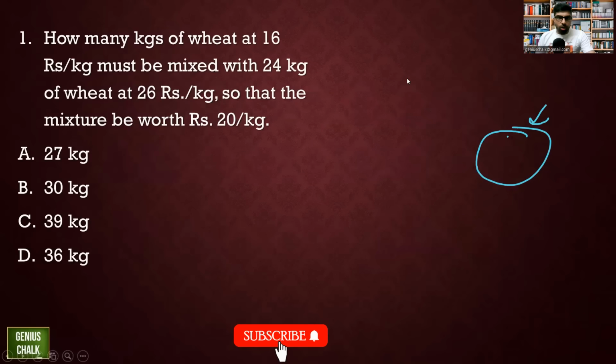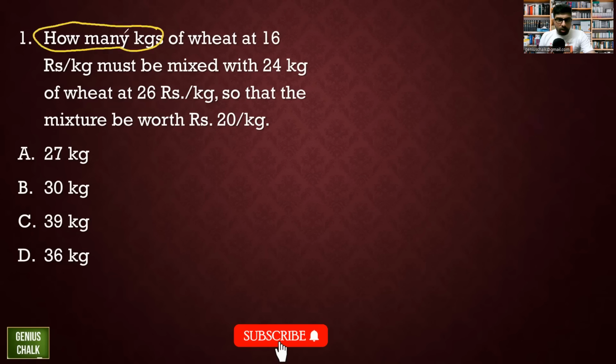How many kgs of wheat at 16 rupees per kg must be mixed with 24 kg of wheat at 26 rupees per kg so that the mixture be worth 20 rupees per kg? So how many kgs of wheat? That means it is asking about the quantity.